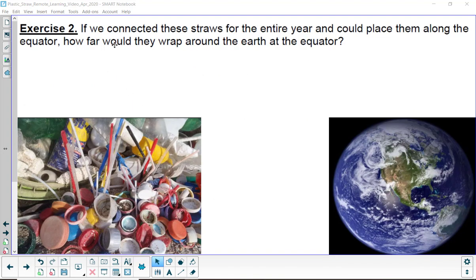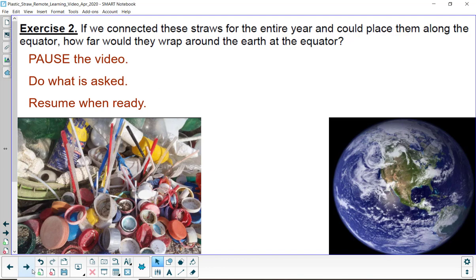Exercise 2 is an extension from 1. If we connected these straws for the entire year and placed them tip to tip along the equator, how far would they wrap around the earth at the equator? Pause the video, please do this, and resume when you're ready.